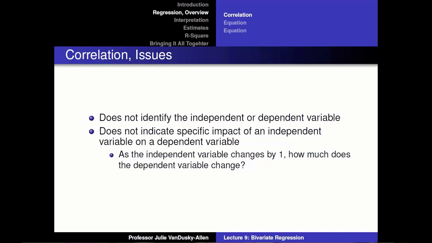In the previous lecture, I showed you how to calculate a correlation coefficient between two variables. A correlation coefficient tells you the direction and magnitude of the relationship between two variables, but it does not distinguish between one variable being an independent variable and the other variable being the dependent variable. In addition, it does not tell us the specific impact of an independent variable on a dependent variable. Sometimes we want to know, as the independent variable changes by 1, by how much does the dependent variable change?